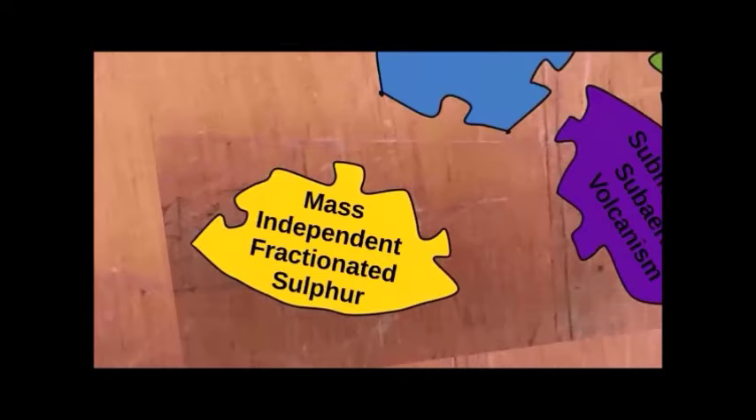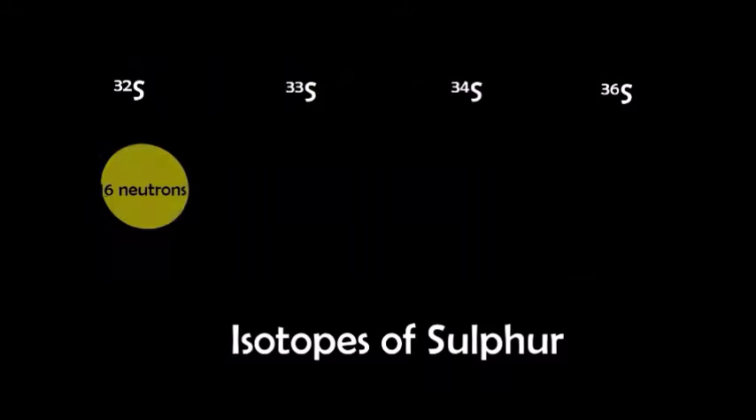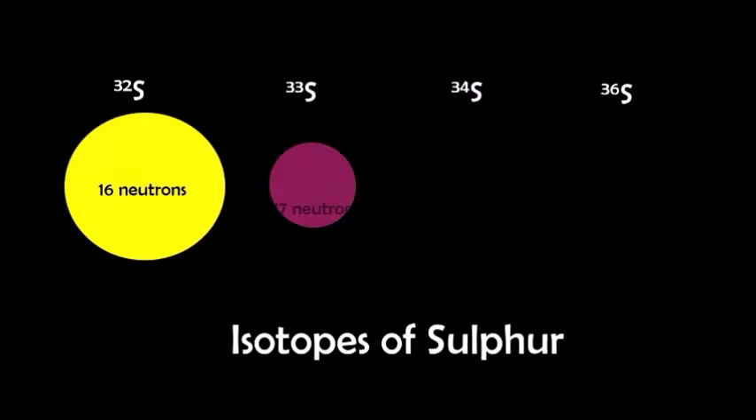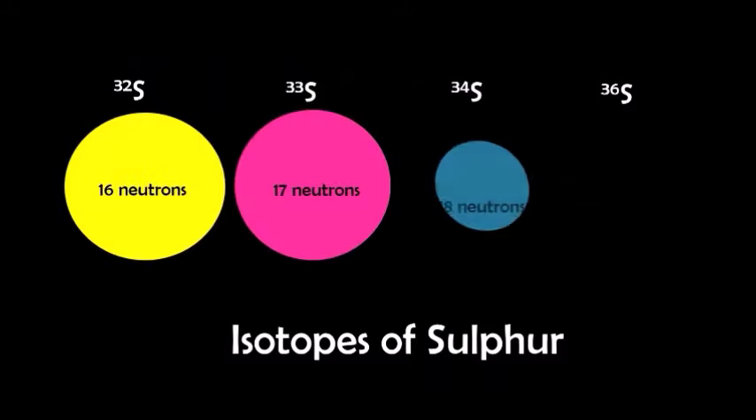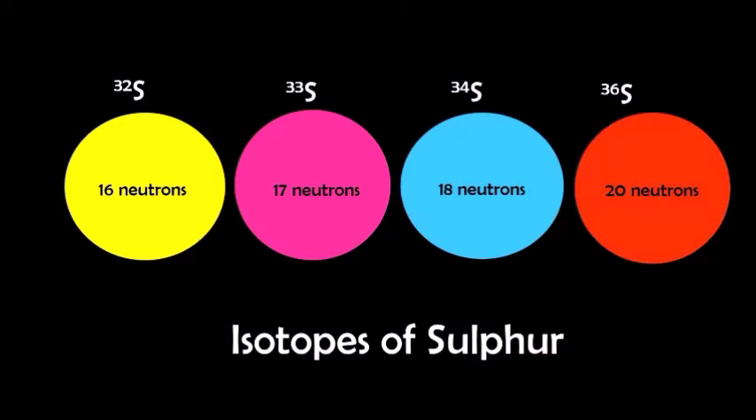The discovery of mass-independent fractionated sulfur has proved the oxidation event a certainty and even provides a specific timeline for the release of free oxygen into the atmosphere. Isotopes are atoms of an element with different mass numbers due to different amounts of neutrons in the nucleus. Isotopes are usually fractionated according to their relative mass.